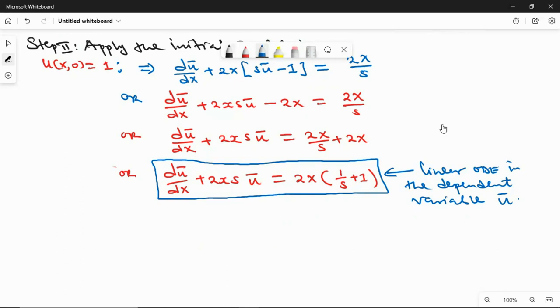When finding the integrating factor, I'm going to integrate the coefficient of u bar. This is our p of x, which you need to integrate. Remember, the integrating factor is given by the exponential of the integral of p of x dx. That's how we define the integrating factor. And in this case, our p of x is 2x s. Let's integrate that with respect to x.